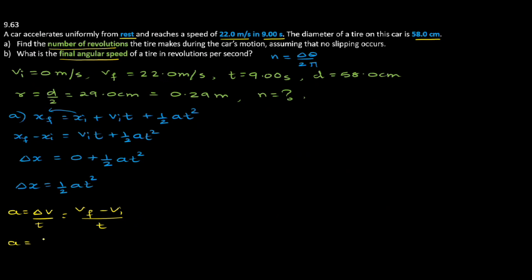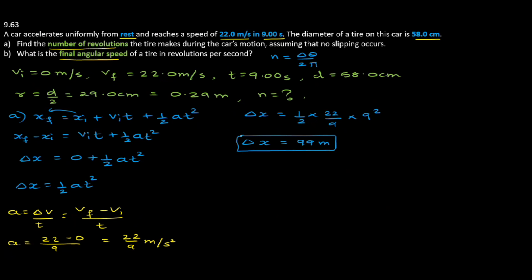V final is 22, v initial is 0, and the time t is 9 seconds. So you get your acceleration as 22 over 9 meter per second squared. I will substitute this in delta x and get my linear displacement. So we get delta x to be equal to half, the value of acceleration is 22 over 9, and the time t is 9 squared. When you solve this, you get delta x to be equal to 99 meter.